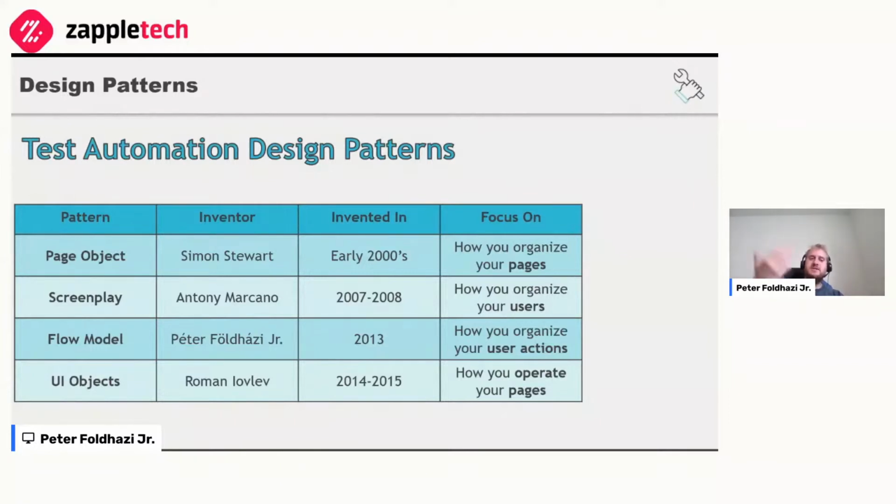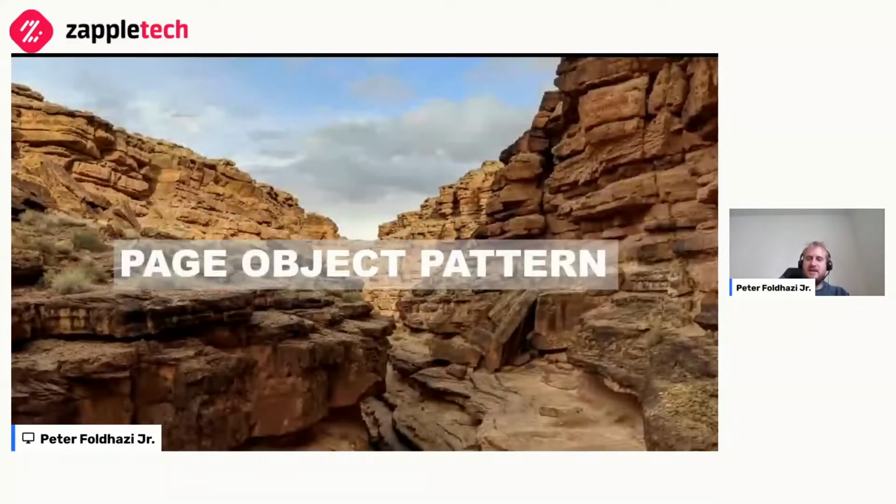How these are different from each other at a high level is that the page object focuses on how you organize your pages. The screenplay focuses on how you organize your users. The flow model focuses on the user actions. And the UI objects focuses on how you operate the pages. Okay, so that's in a nutshell about design patterns. Let me just have a sneak peek to see whether there were any questions so far, but I don't see any. So let me hop back to the presentation.